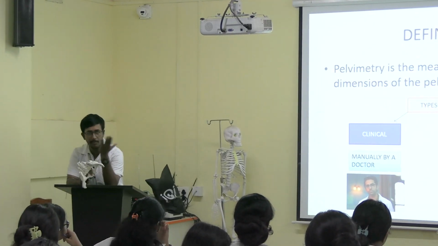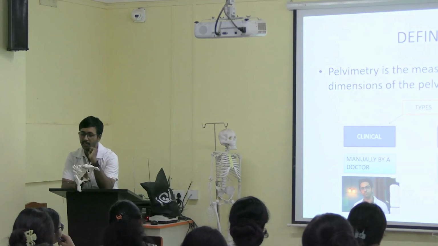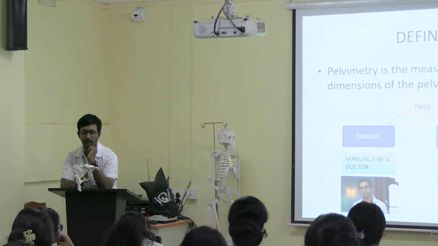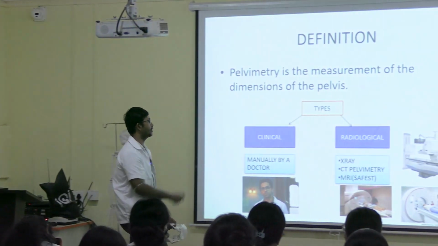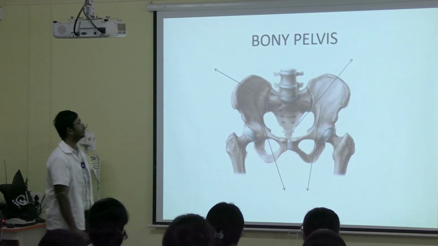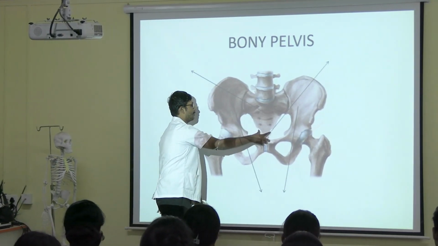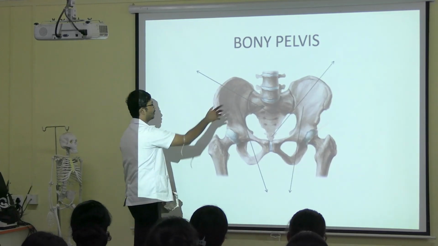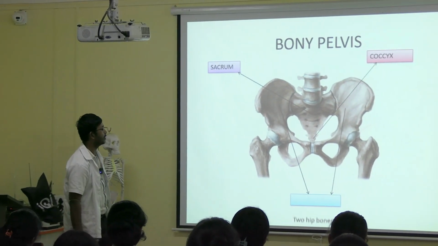So here you can determine all the radiological measurements, whether the diameter is perfect or not for a normal vaginal delivery. That is why pelvimetry is of two types: one is clinical, another is radiological. Now coming to the bony pelvis, the bony pelvis comprises your sacrum, coccyx and your two hip bones.